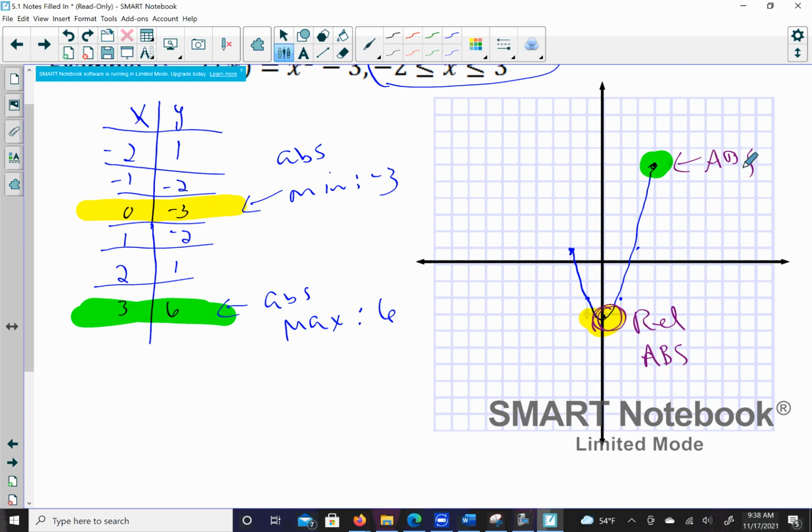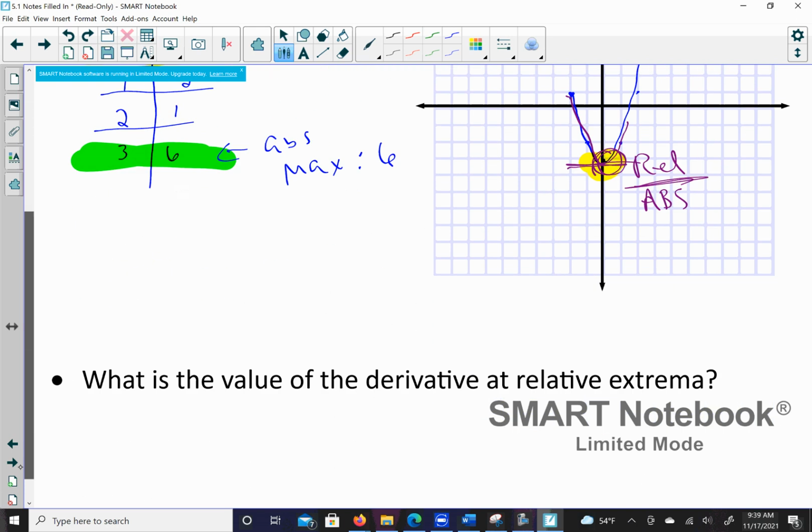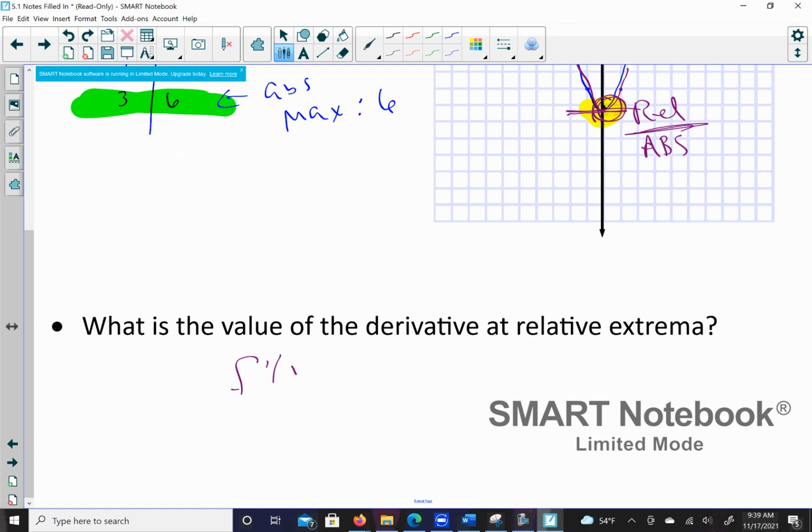Remember, to be relative, you have to change direction. So here I'm going down, down, down. Then I go up, up, up. So I change directions. So for this relative min, the derivative of that function at that point would either equal 0, or sometimes the derivative at that point does not exist. So I cannot find the derivative. That would be like a vertical tangent line or something like that.